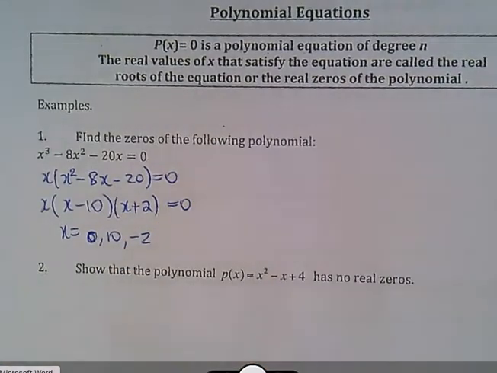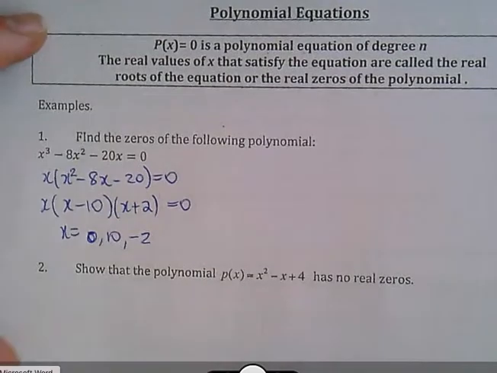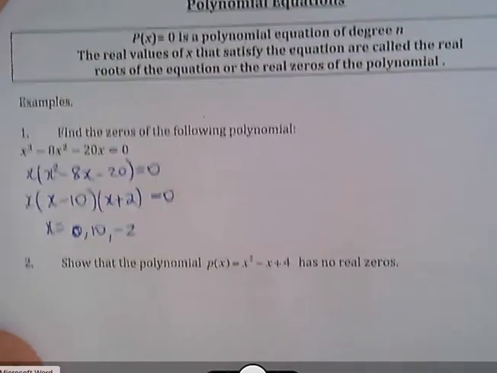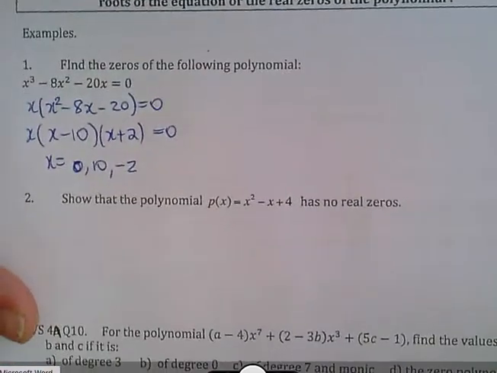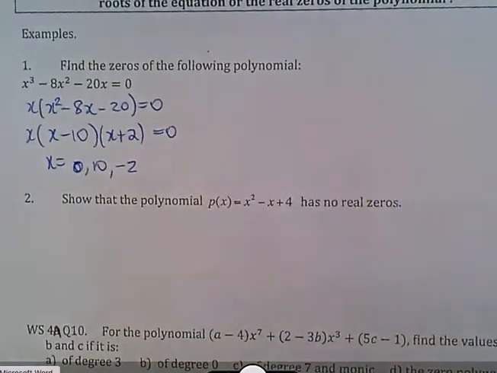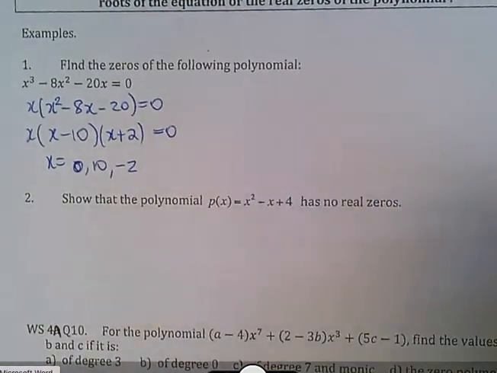They're the zeros or the roots of the equation or the zeros of the polynomial or the x-intercepts. Right? But you won't see them call it x-intercept anymore. Show that this polynomial has no real zeros. Don't bother trying to factorize it.